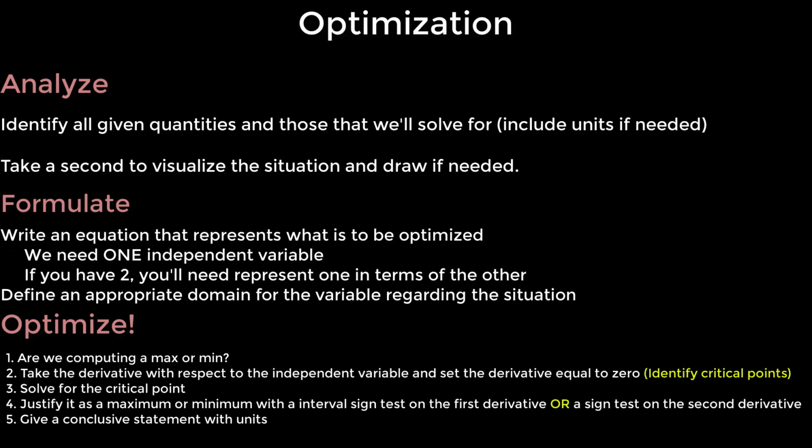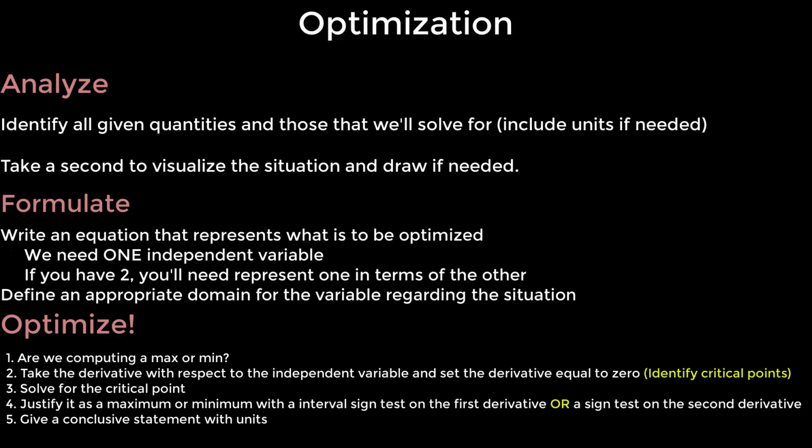Lastly, we want to optimize. So we want to first ask ourselves, are we computing a maximum or minimum? This is very important because we're going to be taking the derivative with respect to the independent variable of that function that we create. And then we'll set that derivative equal to 0. After we do that, we'll just be solving for the independent variable. And that will give us that maximum or minimum value on that original function.